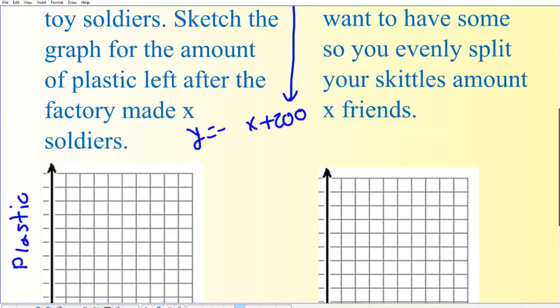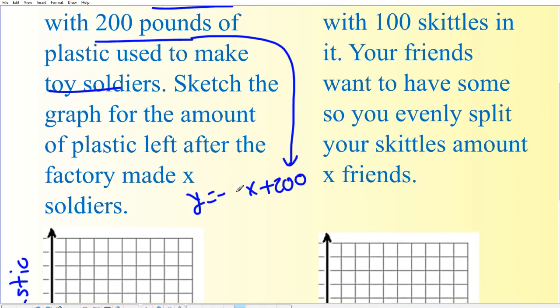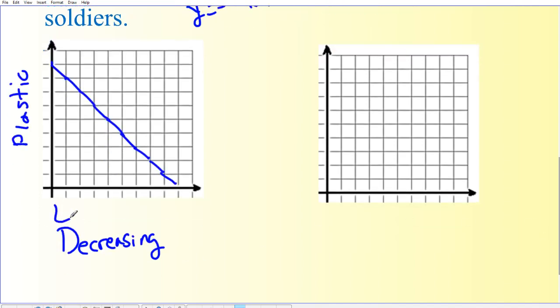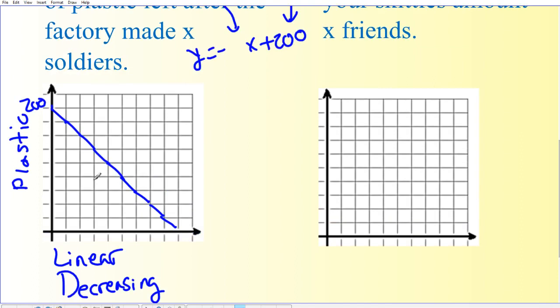So to me, because you're making little toy soldiers, I think your slope here would be just some number. I think it would be, well, linear is what I'm trying to get at. Because each soldier takes the same amount of plastic. So one soldier takes that much plastic. The next soldier takes the same amount, and the same amount, and the same amount. So I would say that this is linear. And it would start with 200 pounds of plastic. So that's what I would make my little sketch.